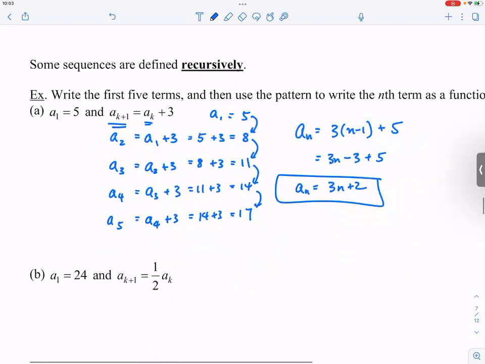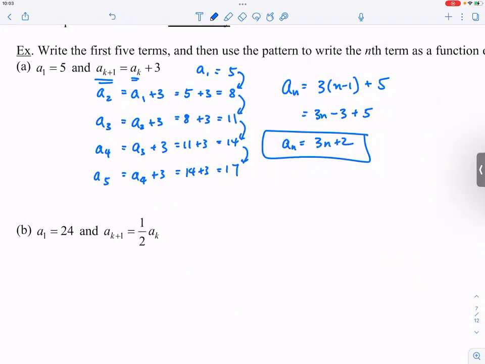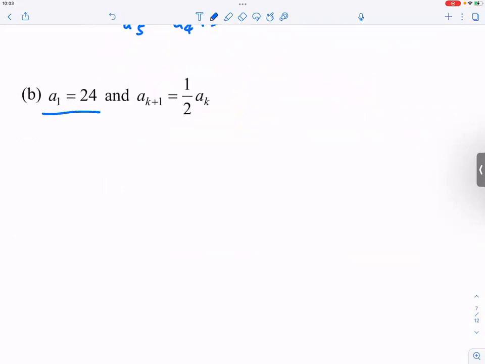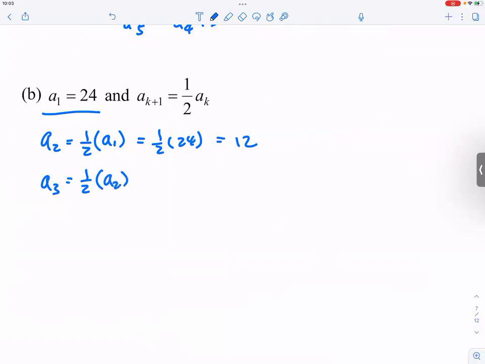All right, so that's easy. What about the next one? Now the next one sets A1 is 24. So what's A2? Well, A2 is 1/2 times the previous term. In that case, it will be A1 times 1/2, times 24, which is 12. I think you can keep on going already. So A3 is equal to 1/2 of the previous term. I'm sorry, my bad. 1/2 of the previous term, 12, equals 6.